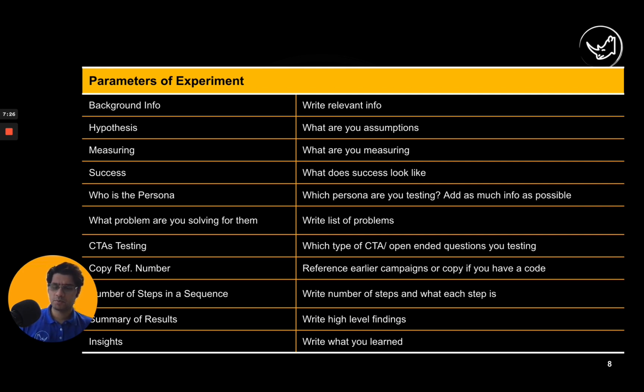If you have a copy workbook or a separate document, say, hey, I'm going to be using this copy, right? Then you're going to say, okay, how many steps am I going to have in my sequence? What are the summary of the results and what are the insights, right? The reason you want to get good at doing this is because later on, especially if you have employees leaving or if you're trying to document your learnings from an experimentation, this is a great way of putting everything down, right? So I would highly encourage it.